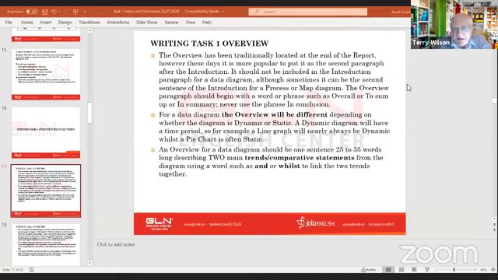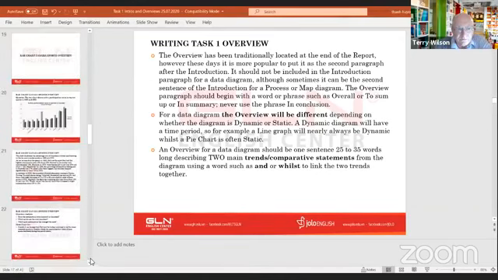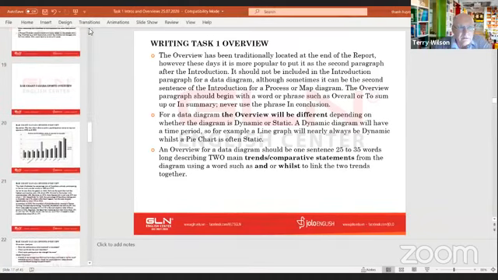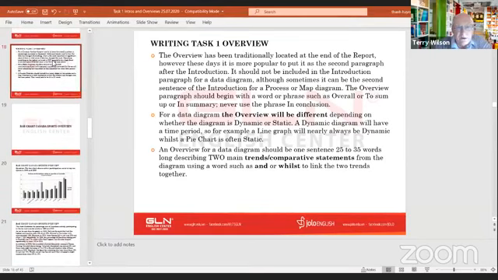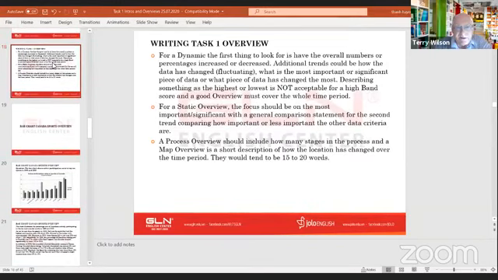An overview for a data diagram should be one sentence, 25 to 35 words long, describing two main trends or comparative statements from the diagram, using words such as and or whilst to link the two trends together. For a dynamic diagram, the first thing to look for is, have the overall numbers or percentages increased or decreased?